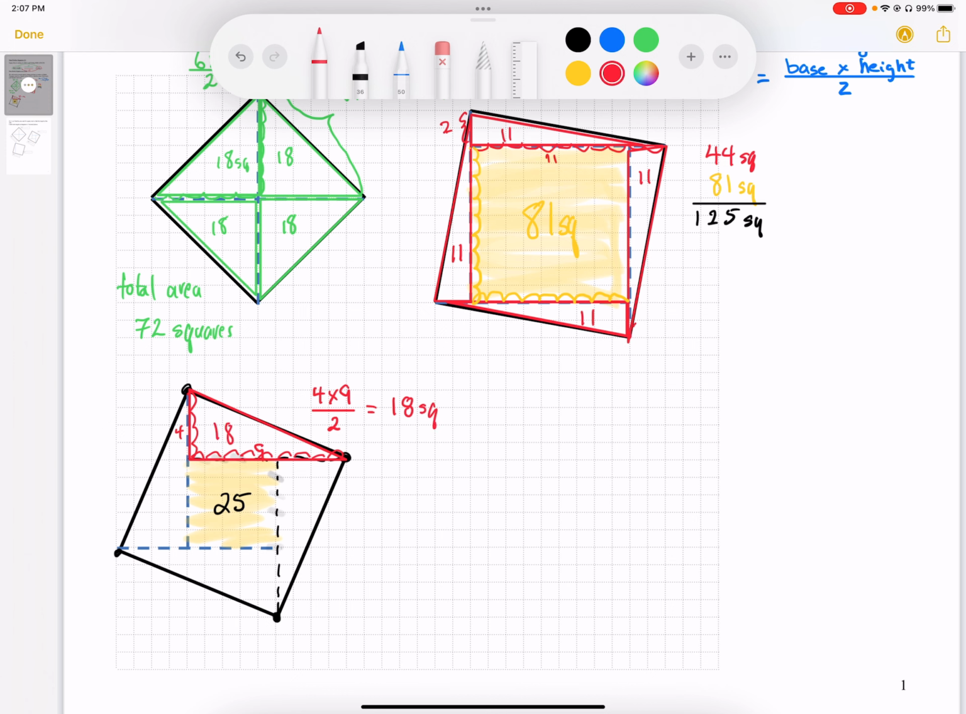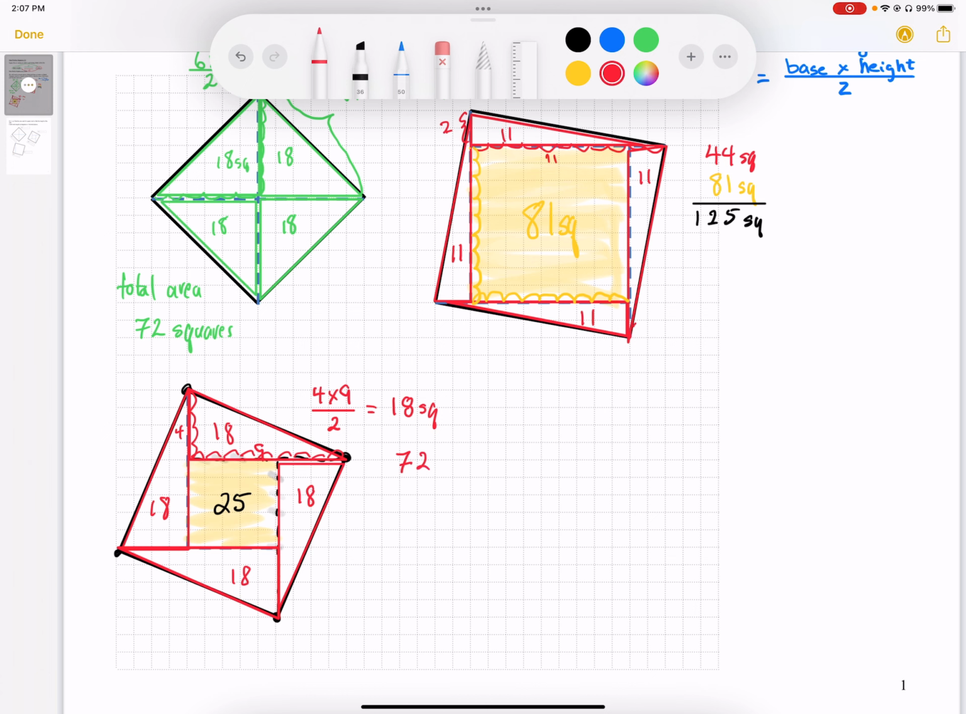We have 18 in here, and then all the other right triangles are going to be 18 squares as well. They are exactly the same. This right triangle is exactly the same as the other one. This right triangle here is exactly the same. So this is 18 as well. And this right triangle, again, notice I'm using the grid lines to make the edges. This is going to be 18. So 18 plus 18 plus 18 plus 18. Okay, on my calculator, I'm going to get 72 squares.